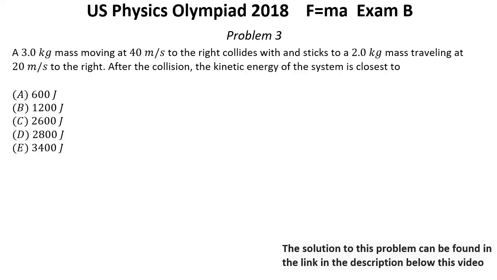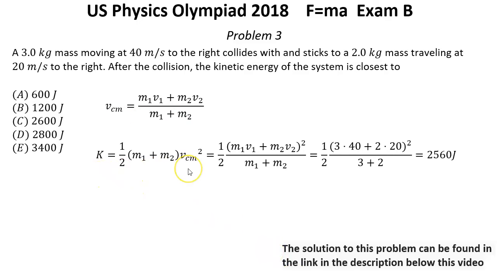Because this collision is absolutely inelastic, first we can find the speed of the center of mass. That will be this expression. After that we can find the total kinetic energy. That will be this expression, and when we put in numbers, we have 2560 joules, which is closest to answer C, 2600 joules. This is the correct solution for problem number 3.